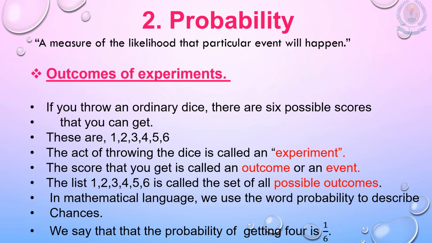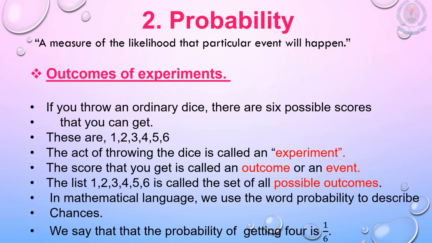The score that you get is called an outcome or an event. The list 1, 2, 3, 4, 5, 6 is called the set of all possible outcomes. In mathematical language, we use the word probability to describe chances.